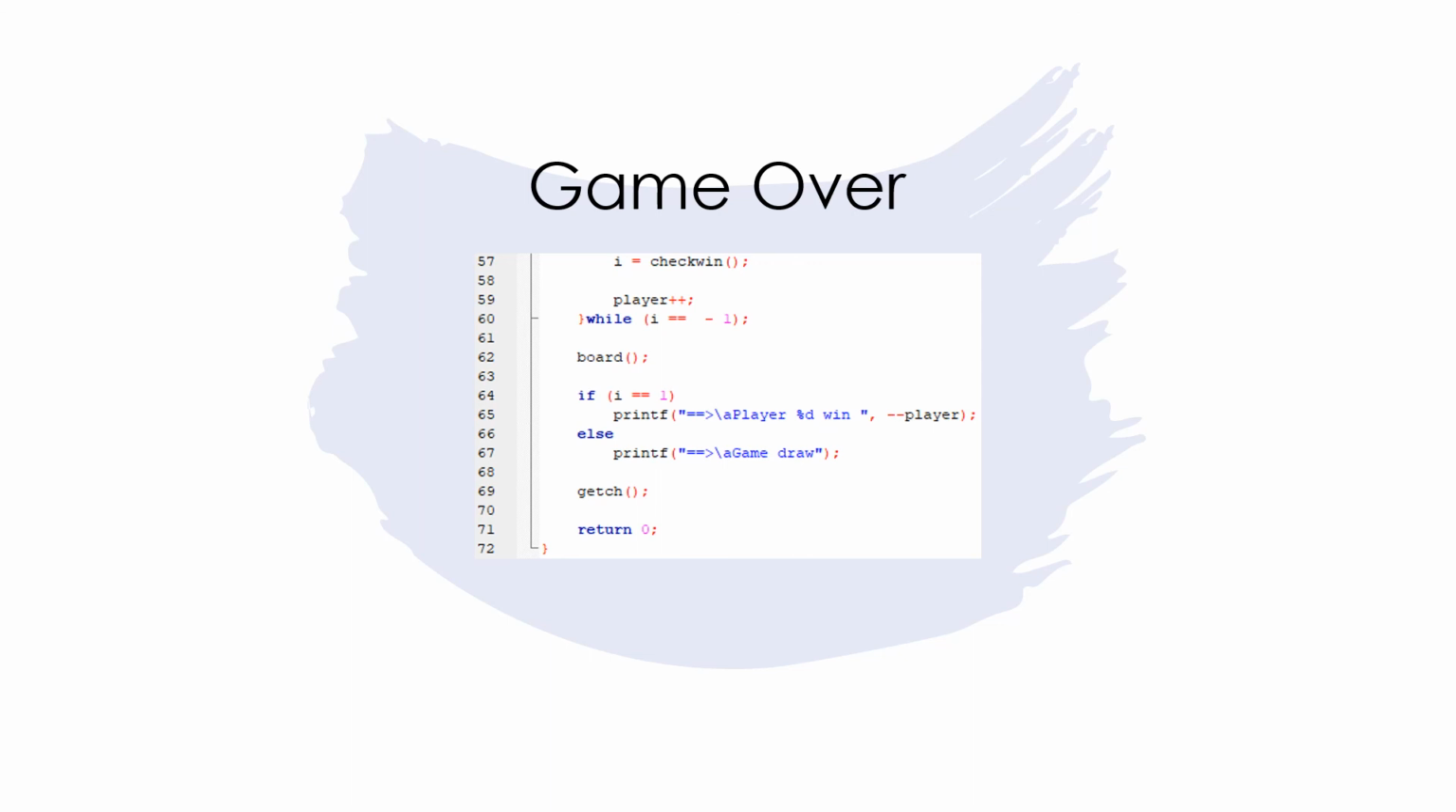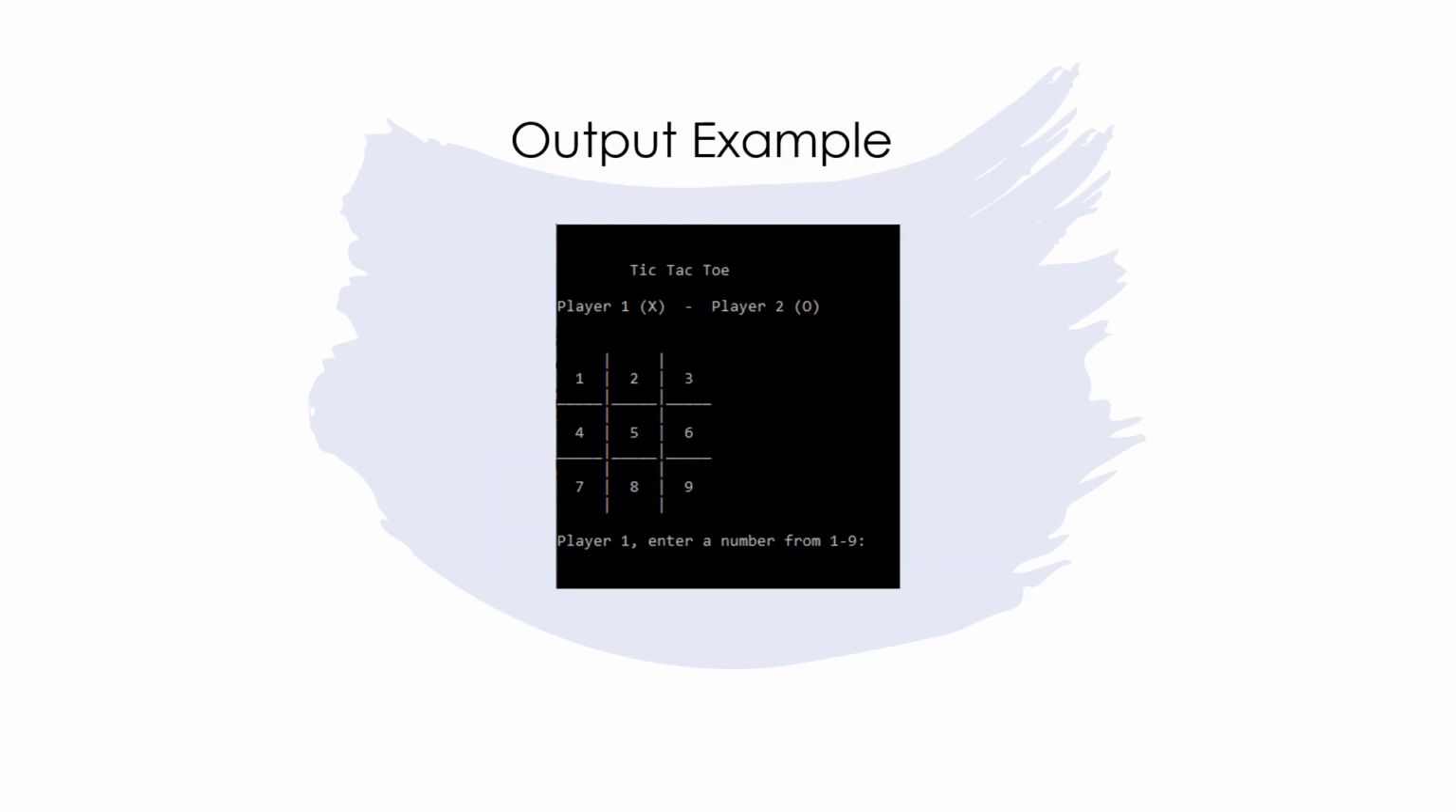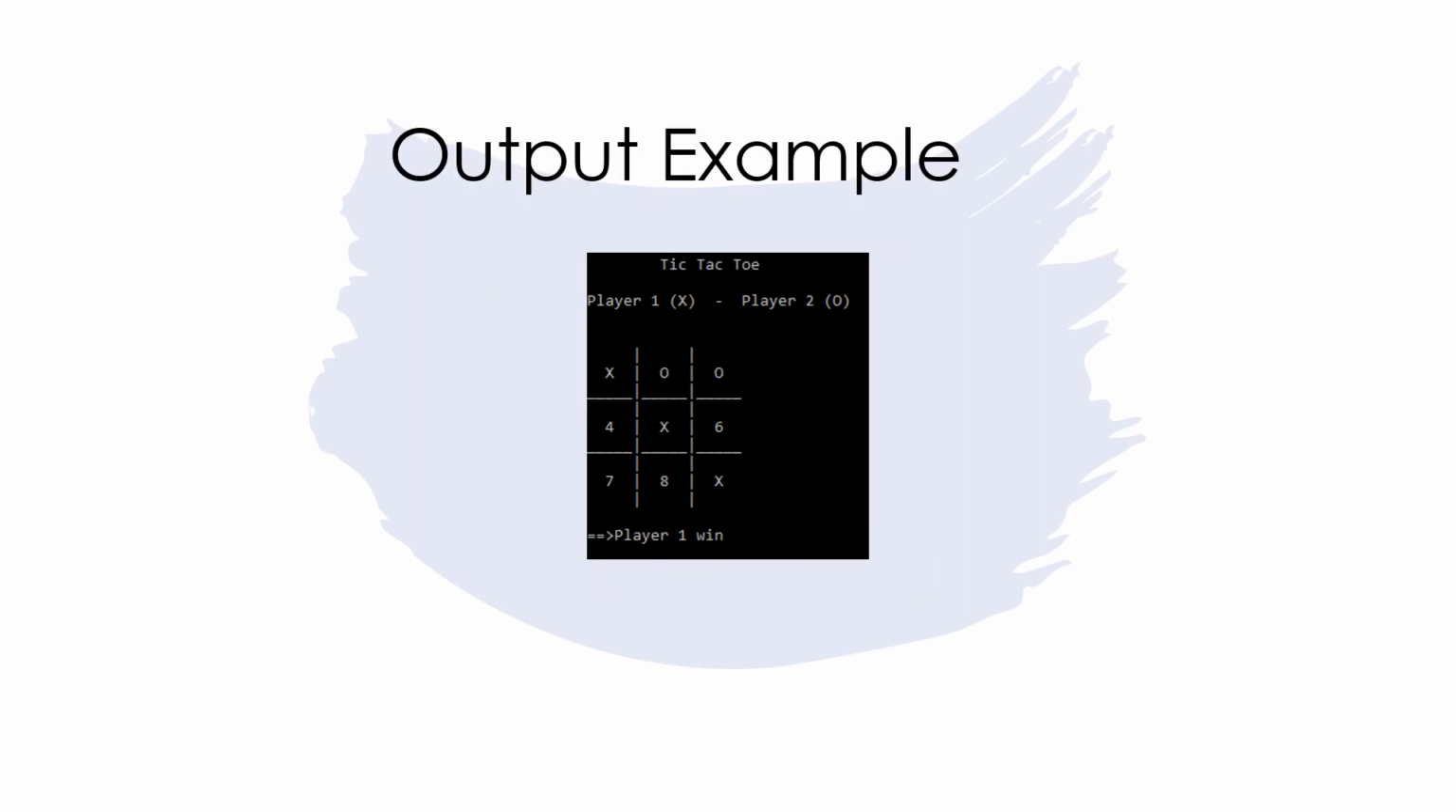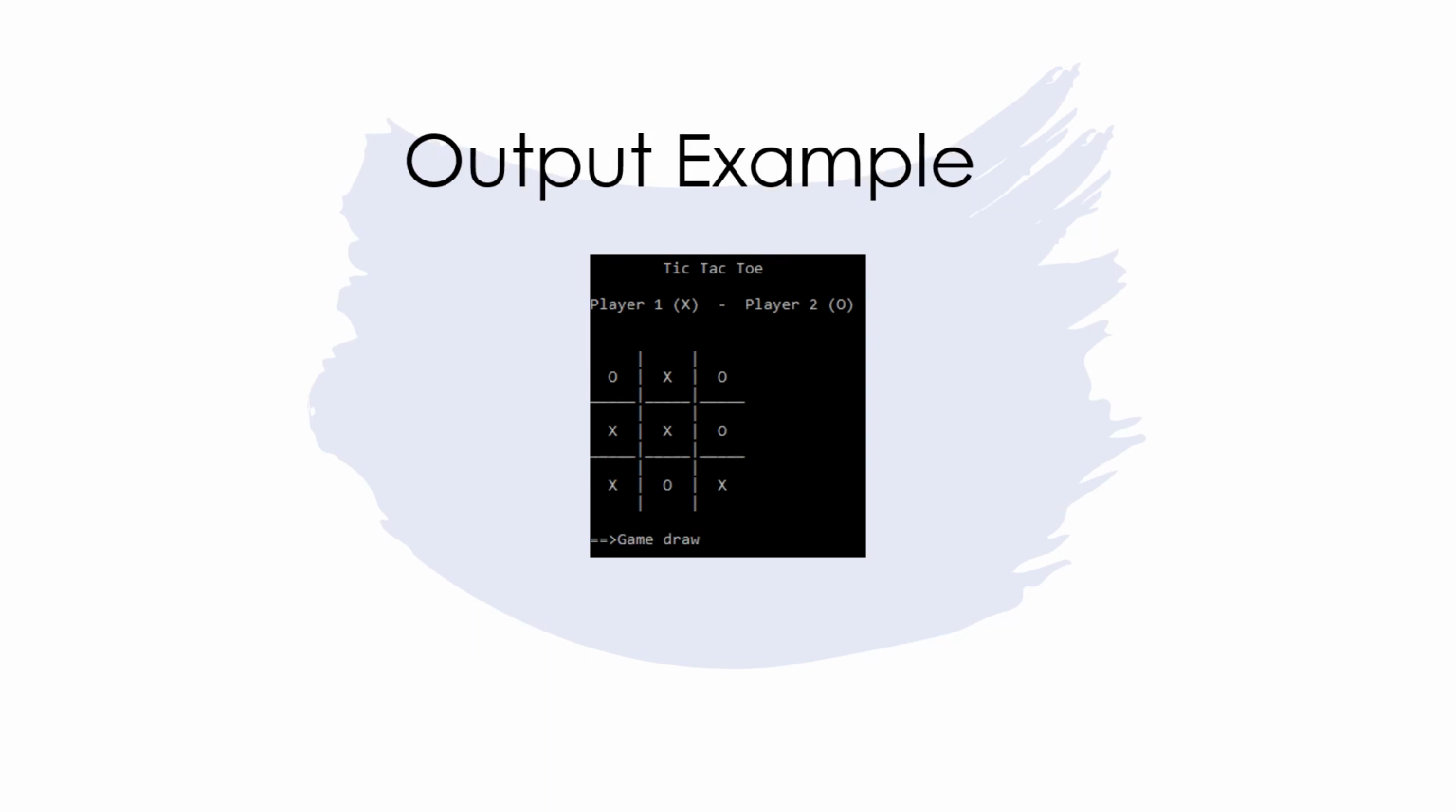This is how our output will look at the beginning of the game. This is how it will look when a player wins, and this is how it will look when we have a draw. And this is how you create a tic-tac-toe game using C programming.